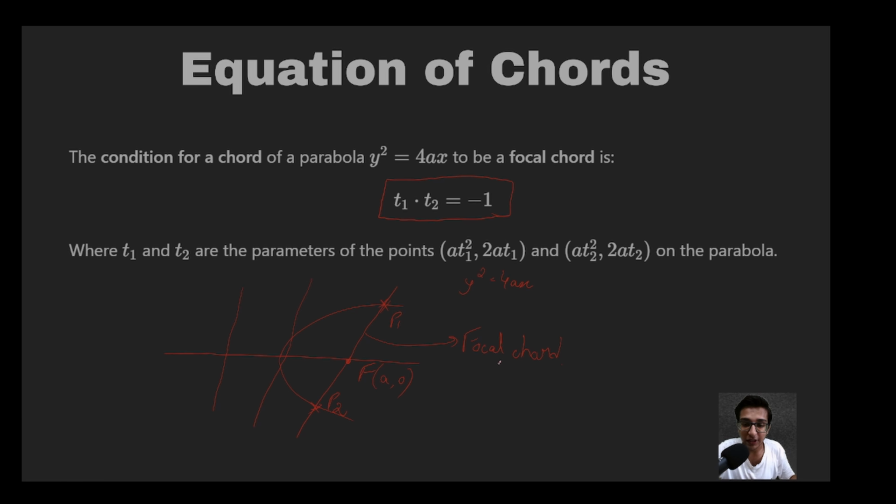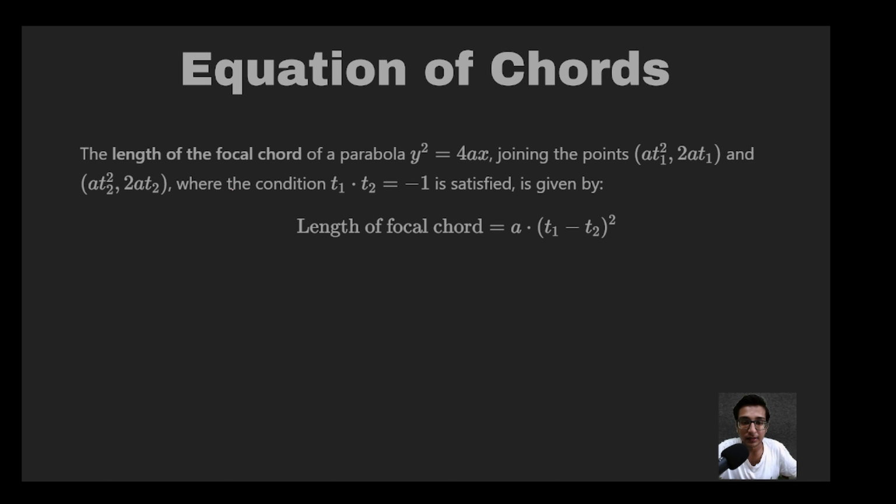Now, one more thing that we need to remember is the length of this focal chord. How can I find out the length of this focal chord? It is very easy. Since you know what P1 is, you know what P2 is, and you have a relation, you can use the distance formula and find out the length of the focal chord. That has already been found to be a (t1 minus t2) whole square. This is the length of our focal chord.